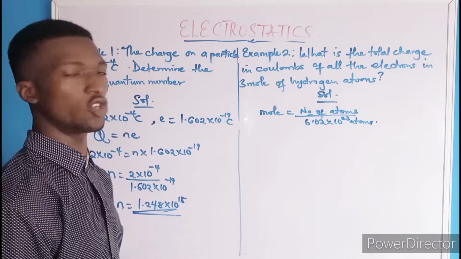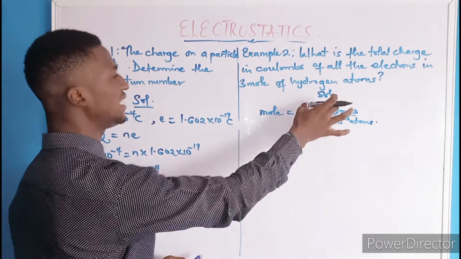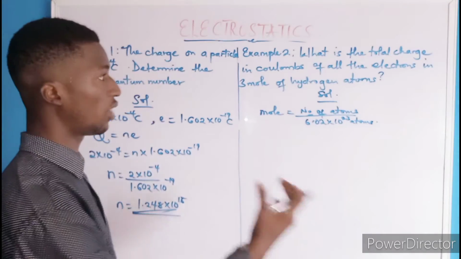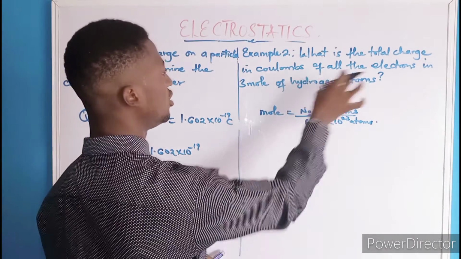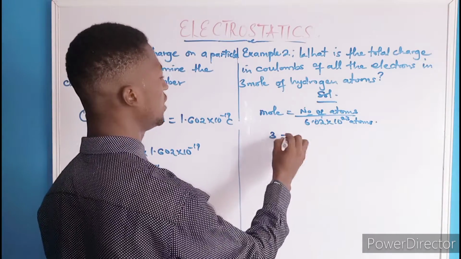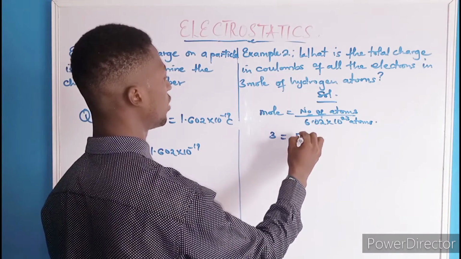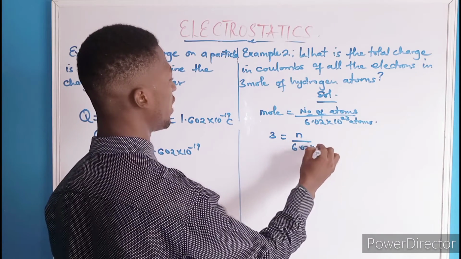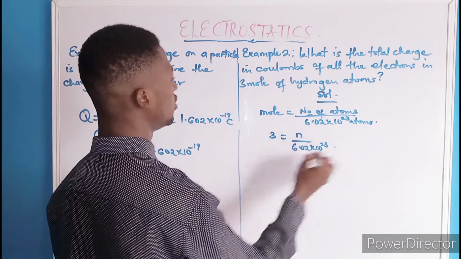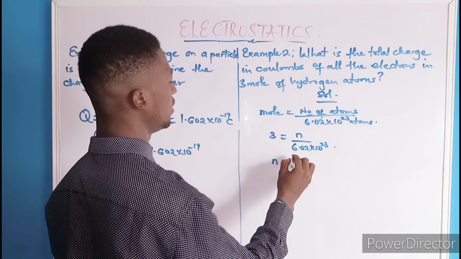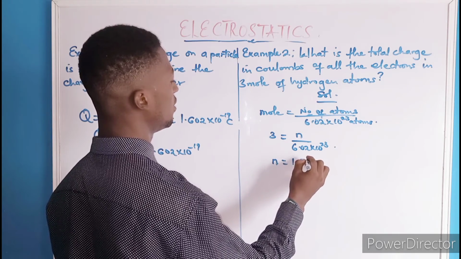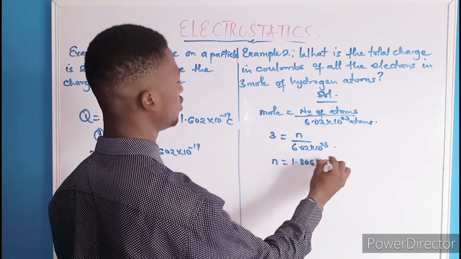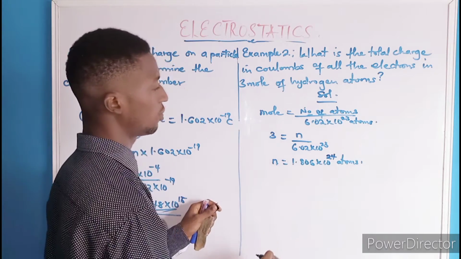From this expression, we can easily get the number of atoms that we're dealing with. And here, the number of moles given is 3, and the number of atoms, we can represent it as N, over 6.02 times 10 raised to the power 23. So here we can get our N to be 1.806 times 10 raised to the power 24.